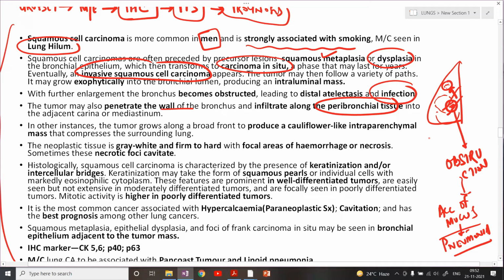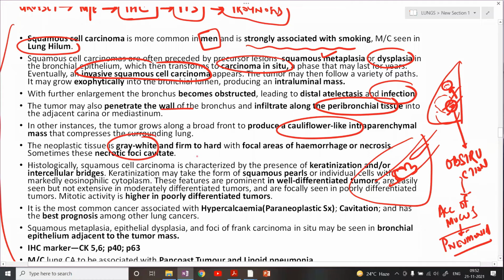If you do a bronchoscopy, for example, this is the lung again, this is the bronchus, you pass a scope. Under the scope, you will see that it is an exophytic growth, growing outside like this. Exophytic tumor, which is growing along the bronchial lumen, producing an intraluminal mass. So this is how a squamous cell carcinoma presents, and it is growing like a cauliflower-like lesion. It is grayish white, firm, hard, with focal areas of hemorrhage, necrosis. It is highly necrotic and destructive.